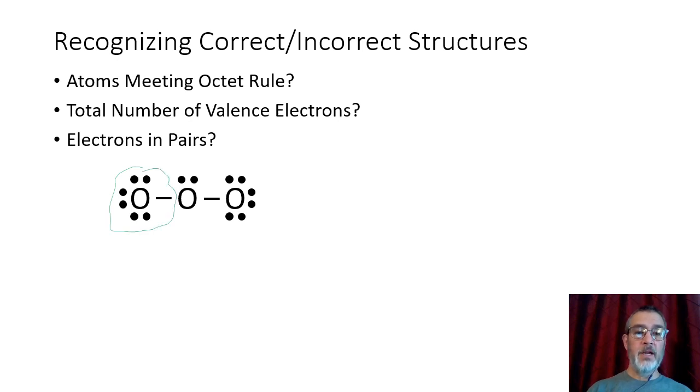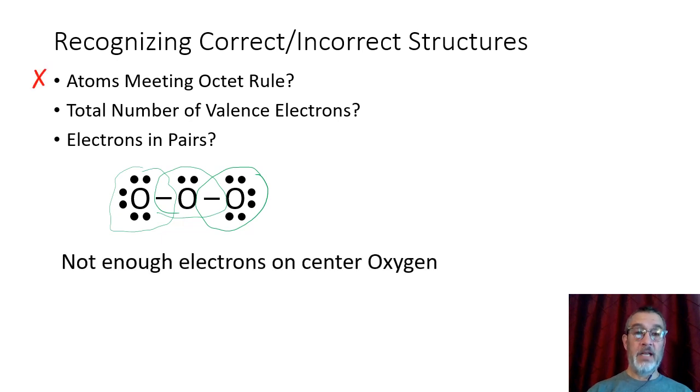The oxygen in the middle has a pair, that's 2, and then 2 bonds, that's another 4, 6, but that's a total of only 6 electrons around that central atom. Now the oxygen on the right does have 8 electrons, but in this case, since that oxygen in the middle is only associated with 6 electrons, this means that the atoms are not meeting the octet rule, so that central oxygen does not have enough electrons.